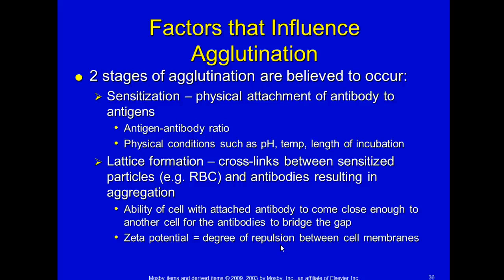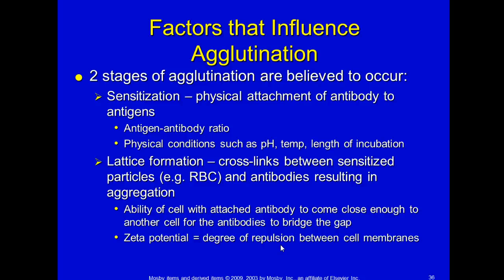We have some factors that influence agglutination. We have two stages of agglutination. First is sensitization. It's the physical attachment of the antibody to the antigen. Then we have lattice formation, which cross-links between sensitized cells. So this is where we get the aggregation. It's the ability of a cell with attached antibody to come close enough to another cell for the antibodies to bridge the gap. What's important to take note of is zeta potential.